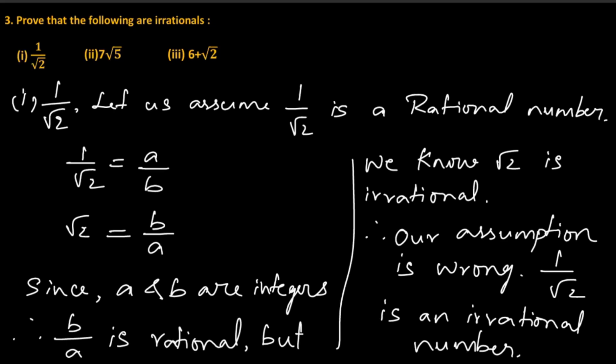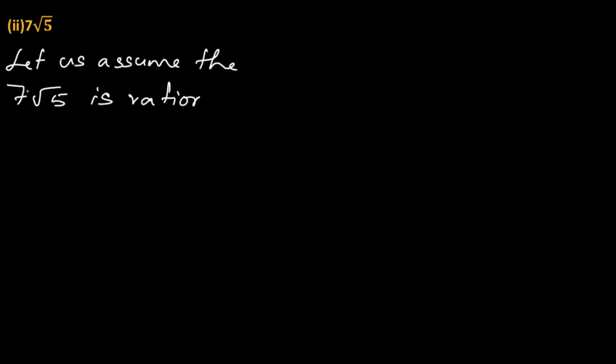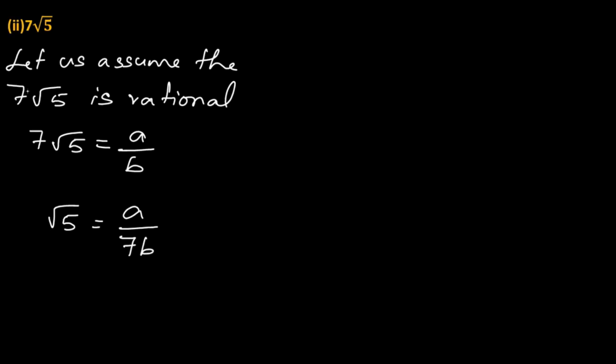Same thing. Let's go to the next problem, 7 root 5. Let us assume that 7 root 5 is rational. Rational in the sense 7 root 5 must be equal to a by b. Always a rational number is in the form of a by b. So that root 5 is equal to a divided by 7b.